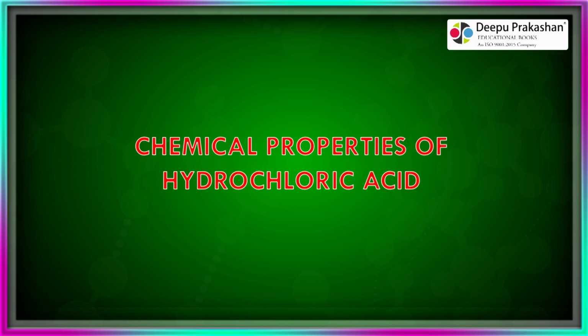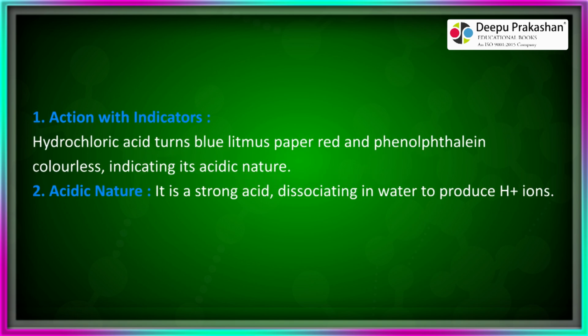Chemical properties of hydrochloric acid. 1. Action with indicators. Hydrochloric acid turns blue litmus paper red and phenolphthalein colorless, indicating its acidic nature.